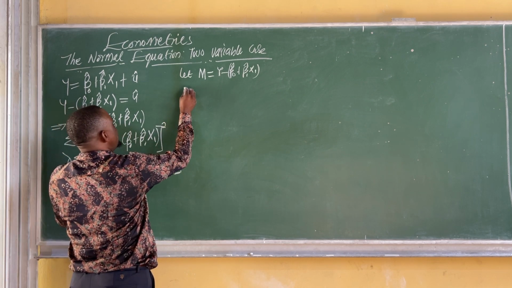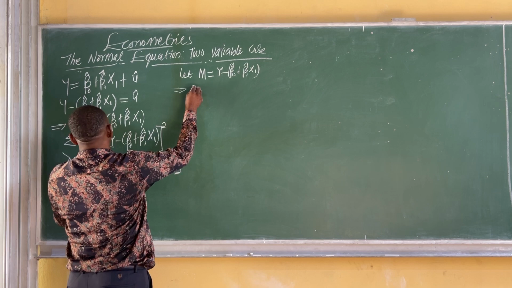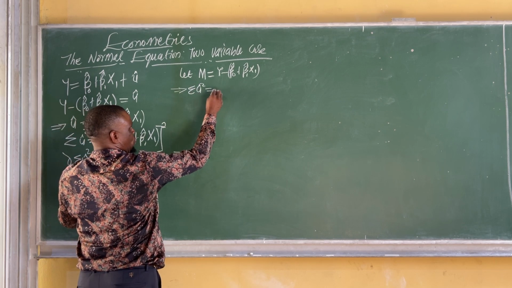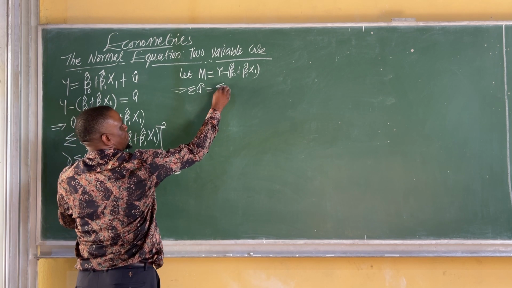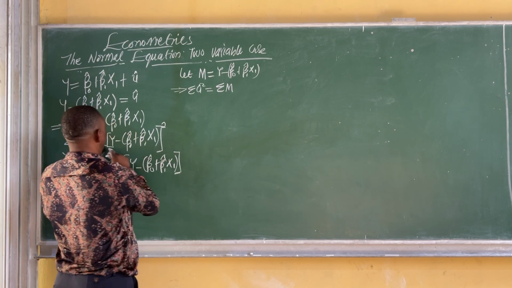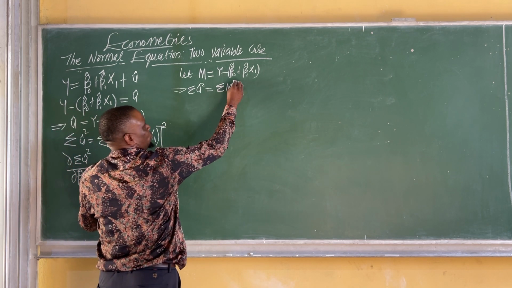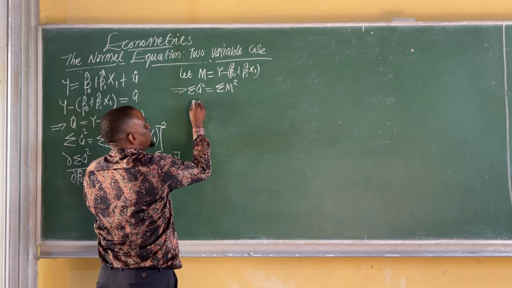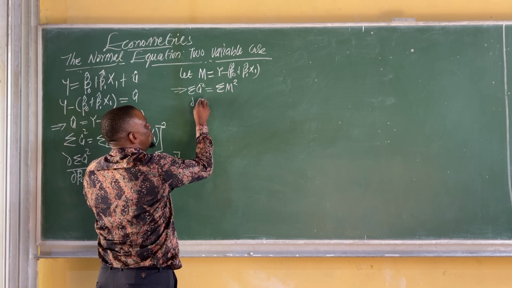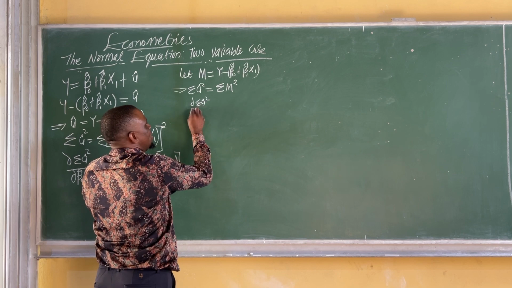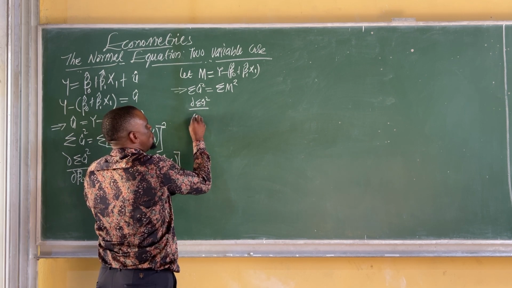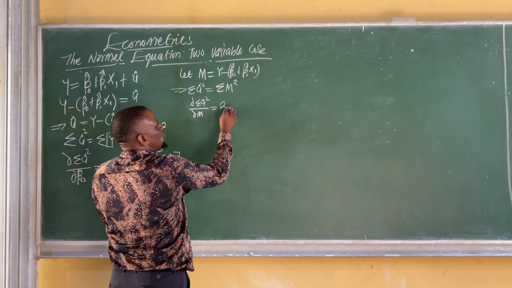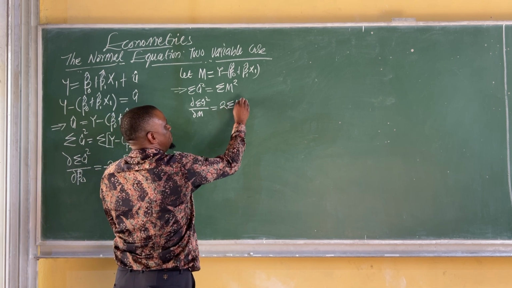equal to the summation of m, but the whole of this is raised to power 2. So it will be summation of m squared. Now if we are to differentiate this, it will mean that the differentiation of our u hat square with respect to m is equal to 2 summation m.